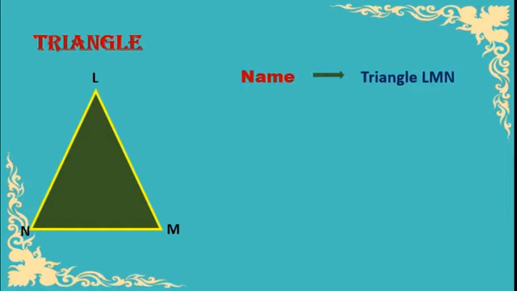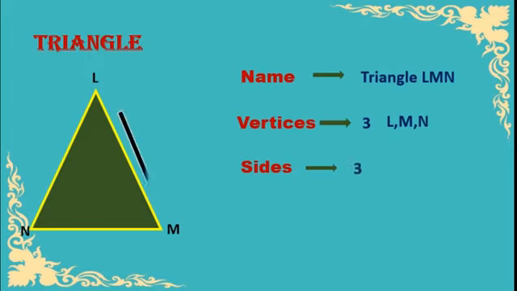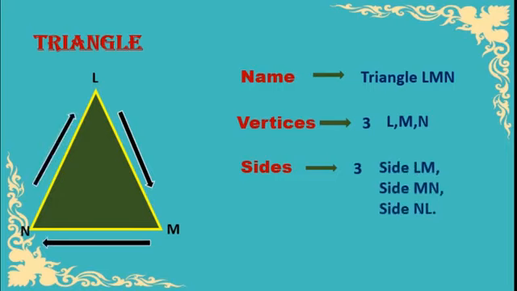Now about triangle. See dear students, we will name the triangle. Now what will you write? What is the name of the triangle? Here we use triangle LMN. And what about the vertices, corners? 3 are there. L, M and N. Correct? And sides. How many sides are there? Only 3. Which are they? Side LM, side MN, side NL.